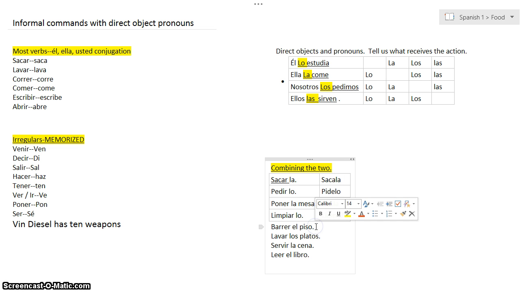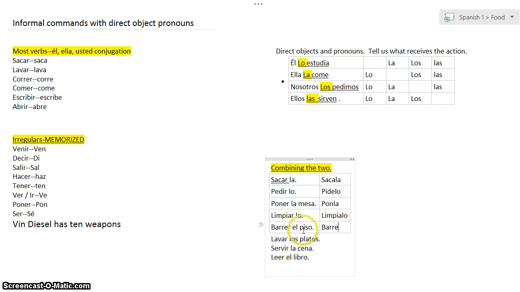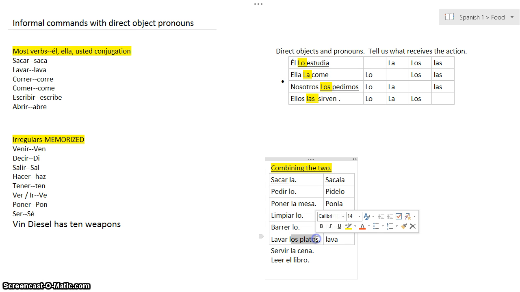Barrer el piso. We're going to take the verb, it's barrer, so that'll be barre. Barre what? El piso. That's singular, that's masculine, that's going to be lo. Barre lo. Lavar los platos. We have the verb lavar. We're going to say lava. We're going to say los platos. We're going to change that to the plural masculine form, which is going to be los. So we're going to say lava los.